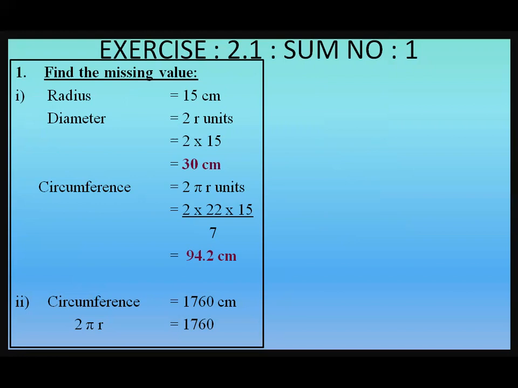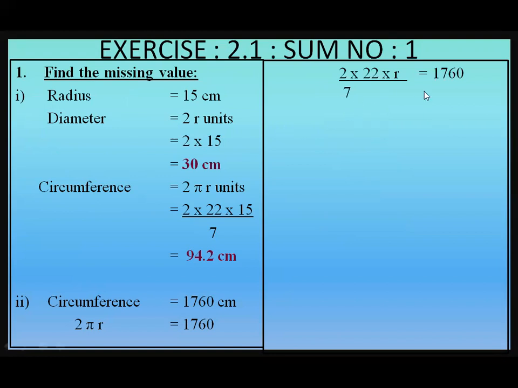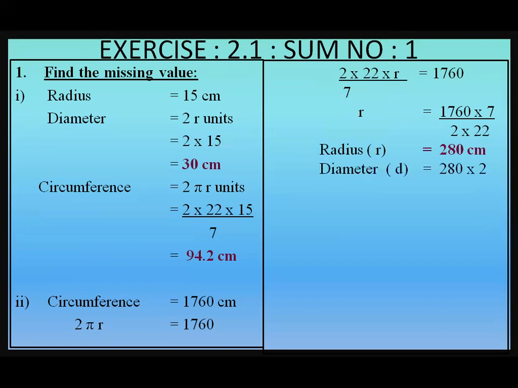Next, circumference is given. Let's find the radius. Circumference is 2 pi r, which is 1760. So 2 into 22 by 7 into r is 1760. 7 goes to the other side as numerator and 2 into 22 comes down as the denominator. So radius is equal to 1760 into 7 divided by 2 into 22. You get 280 centimeters as the radius. The other missing value is the diameter. Diameter is 2 times the radius, so 280 into 2 is 560 centimeters.